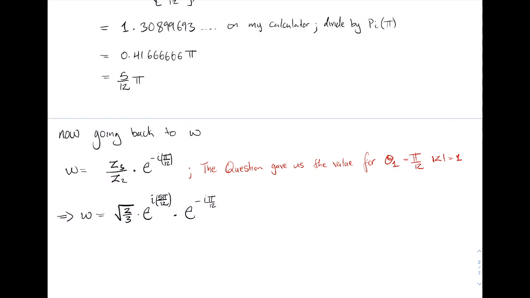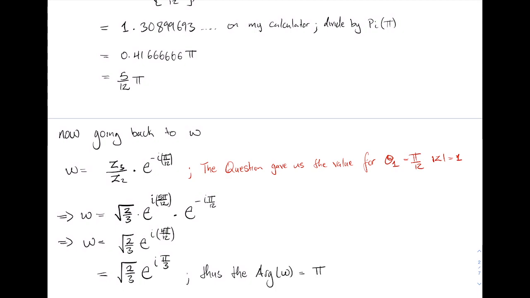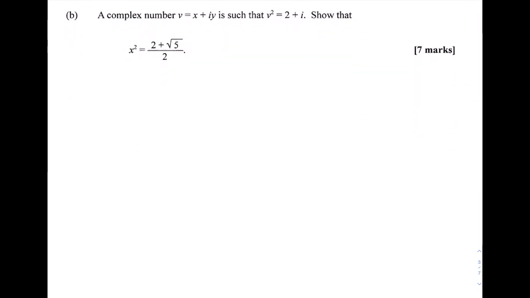Those two exponents are subtracted and we end up with w equals the square root of 2 divided by 3 times e to the i 4 pi divided by 12, which simplifies down to the square root of 2 divided by 3 e to the i times pi over 3. Thus, the argument of w turns out to be pi over 3. Part b of question number 1.